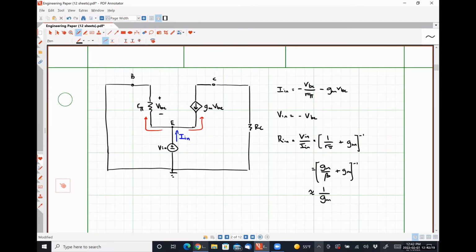So for beta values that are large, somewhere in the order of several tens to all the way up to 100 or so, the larger beta is, the more this looks like simply 1 over GM. So looking into the input of this transistor amplifier, we see a resistance that is the reciprocal of our transconductance.